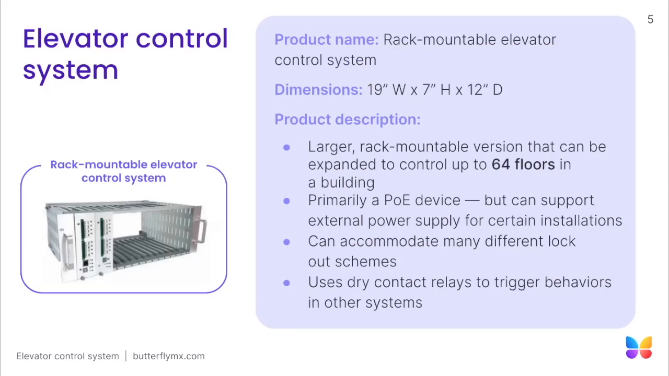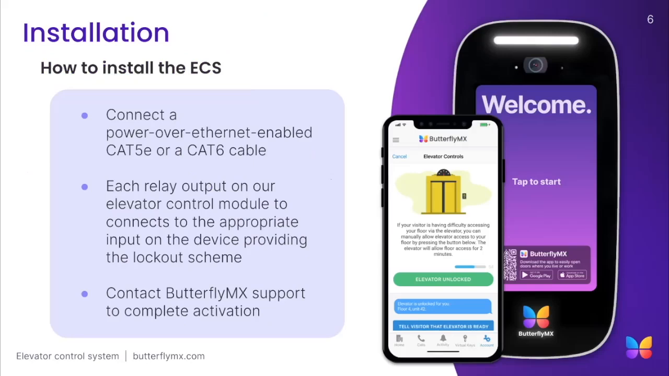The large configuration, or rack mountable version, can be expanded with additional boards to accommodate up to 64 floors. It is a standard rack size, so it can be easily introduced to an elevator control room or network closet. Similar to the small version, it is primarily a PoE device. Again, we recommend PoE+. However, for certain larger installations when many boards are being used, it can support the use of an external power supply to ensure each board is receiving the appropriate amount of power. So that was a little bit about the hardware.